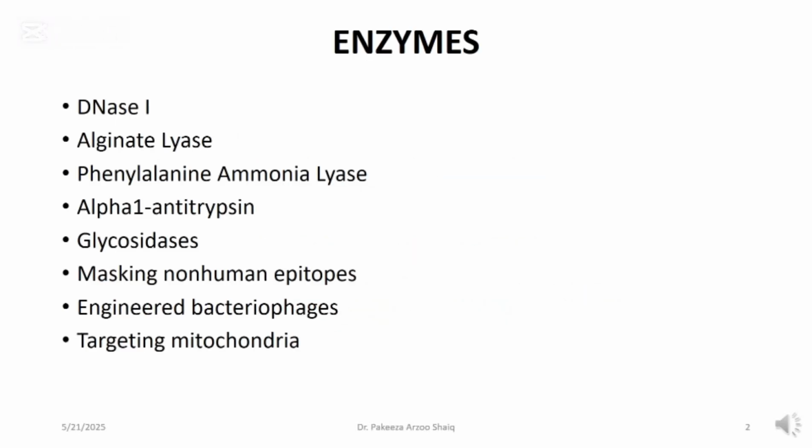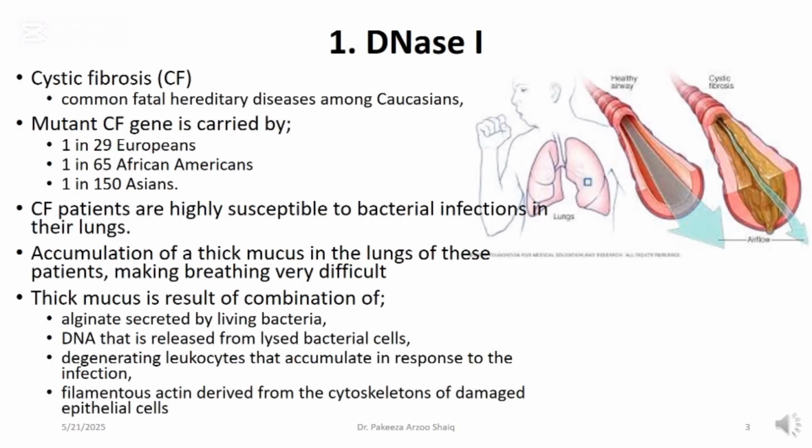And we will discuss a few examples of those enzymes, including DNase-1, alginate lyase, phenylalanine ammonia lyase, alpha-1 antitrypsin, and glycosidases. We are also going to discuss, inshallah ta'ala, masking of non-human epitopes so that they won't pose any immunogenic response. Also how to engineer bacteriophages and how to specifically target mitochondria for therapeutic purposes.